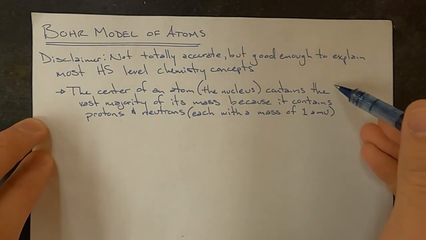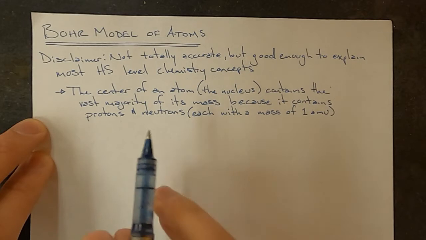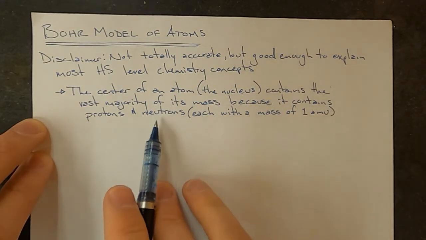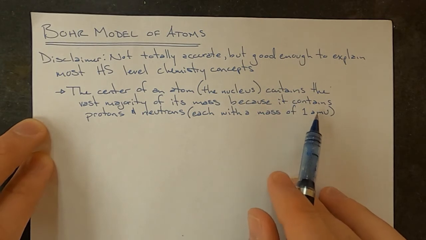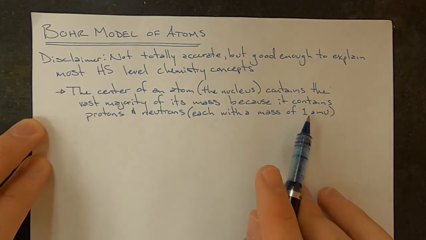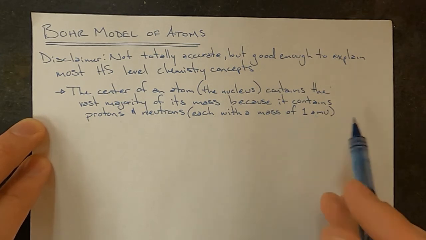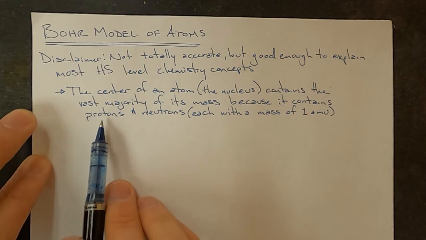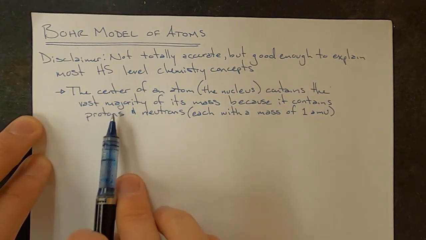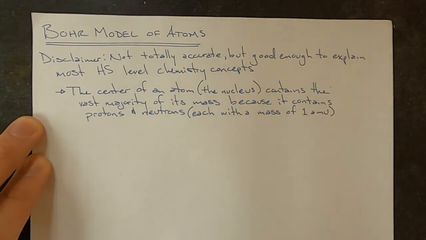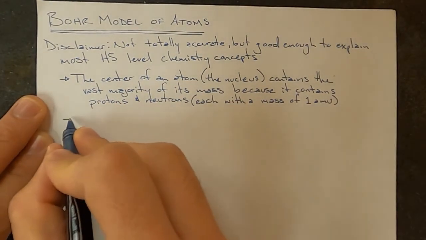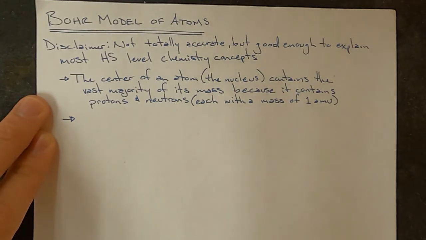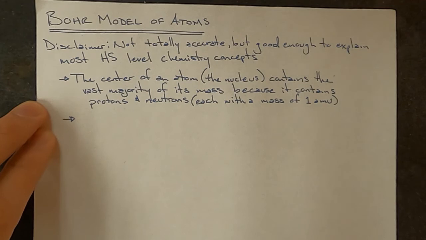So this was known before, that the center of the atom, the nucleus, contained the majority of its mass, because it contains protons and neutrons, which each have a mass of one atomic mass unit, while electrons have a mass around 1/2000th of that. The nucleus also is positively charged because it contains protons, which are positively charged subatomic particles. What was different with the Bohr model compared to what came before it, the Rutherford model, is that electrons, though they orbit the nucleus, and people knew that before, could only orbit in specific orbits or shells or distances from the nucleus, sometimes called energy levels.